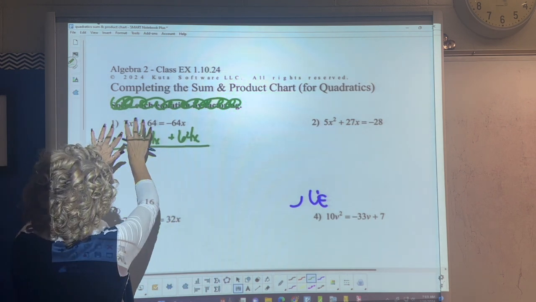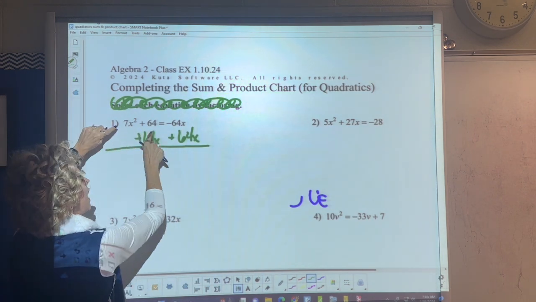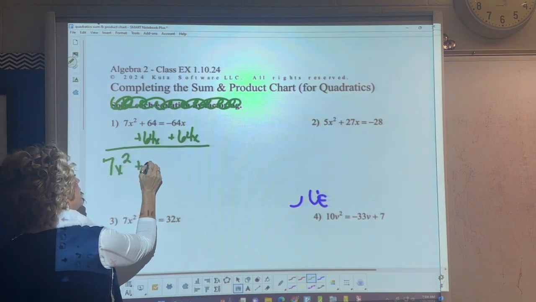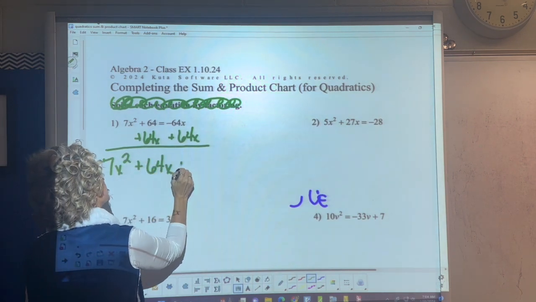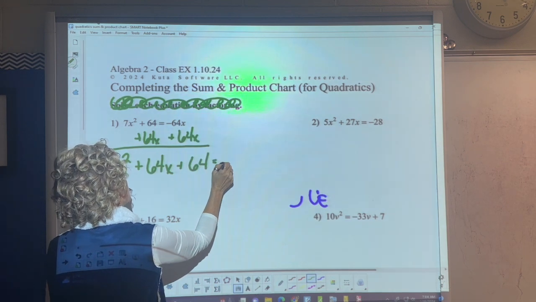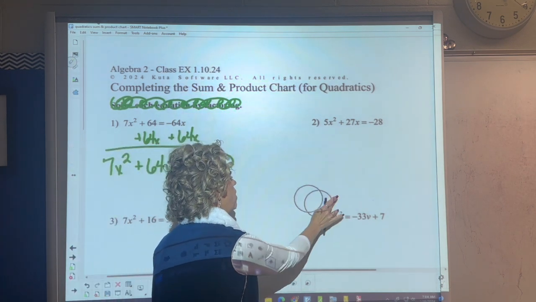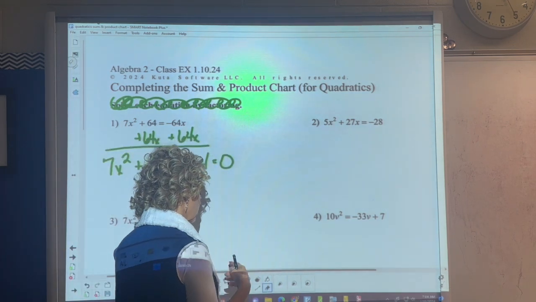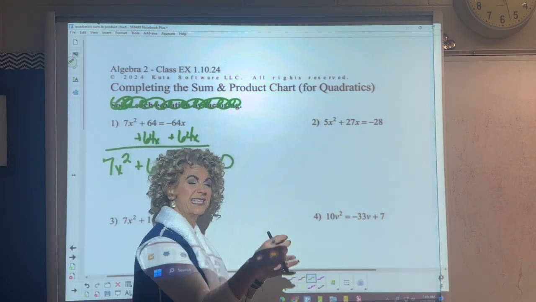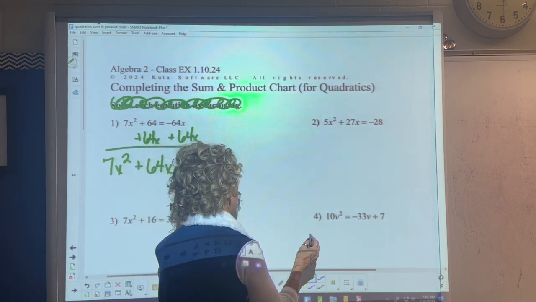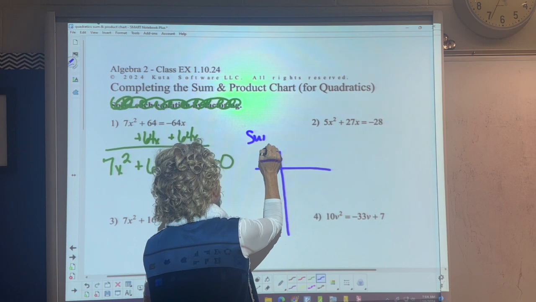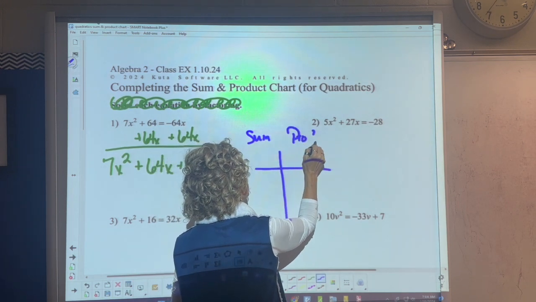Now again, we need to always look to combine like terms. None of these are like terms, so I'm going to write them in proper form: 7x squared plus 64x plus 64 equals 0. I have completed step 1. One side of my equation is equal to 0. Now, step 2, I'm going to identify my sum and product. This is exactly what we did yesterday. So step 2, I'm going to get my chart ready. This is my sum. This is my product.